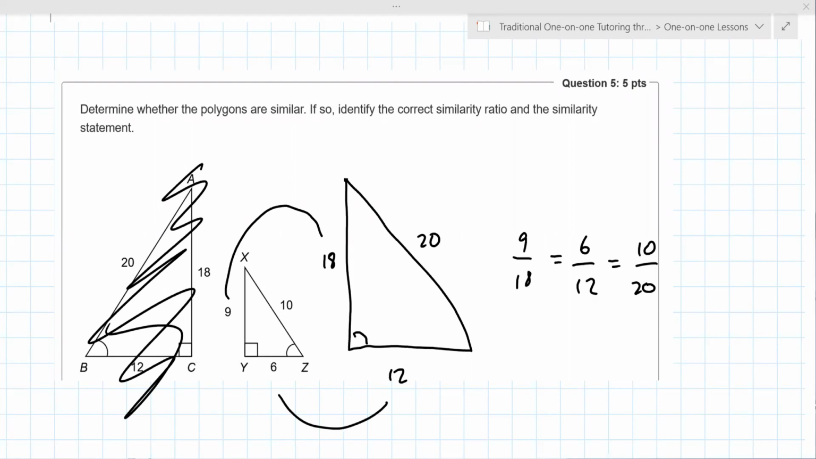Okay. So now I'm just going to look at the answer space here, because there's a lot going on here. So BC, nope. BC over YZ, that's true. AC over XZ. Yeah, there we go. Okay. All right.